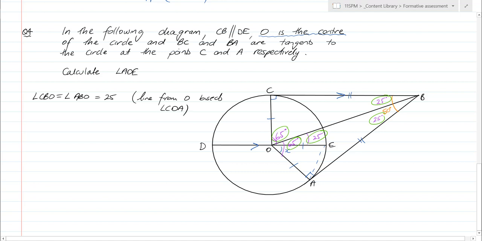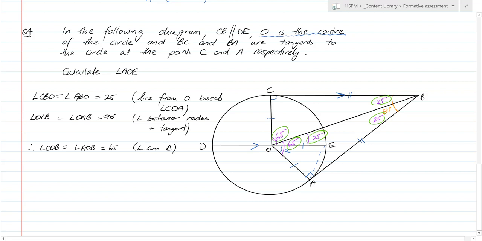So I've got that. Then I'm going to show angle OCB is equal to angle OAB is equal to 90 degrees, and they are angle between radius and tangent. So that's going to be important. And then I'm going to say, therefore, angle COB is equal to angle AOB is equal to 65, and this is the angle sum of a triangle.